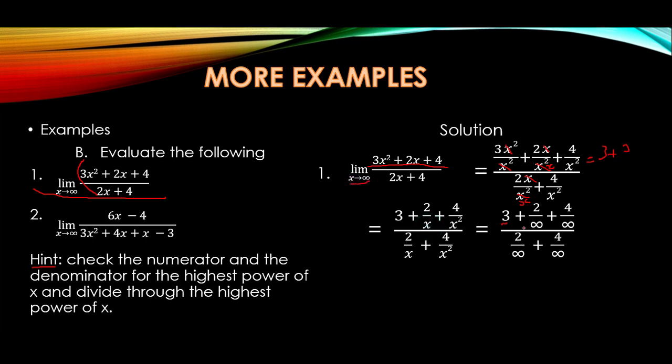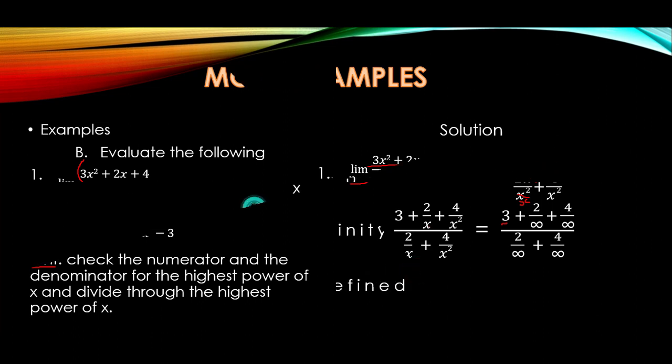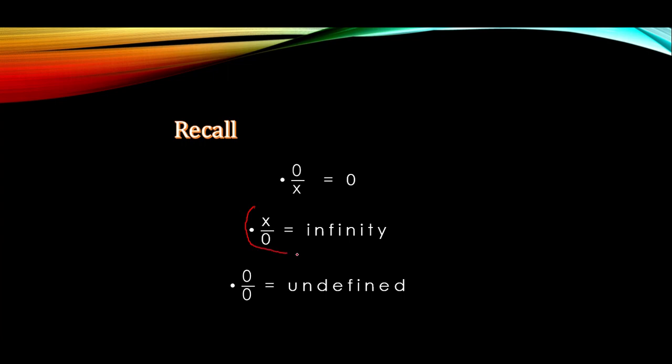So if we put infinity here, we have 3 plus 2 over infinity plus 4 over infinity, divided by 2 over infinity plus 4 over infinity. Now what happens here? Now recall we said x divided by 0 will give us infinity, right? So x divided by 0 gives infinity. So we can say x equals 1 over 0 times infinity, right?